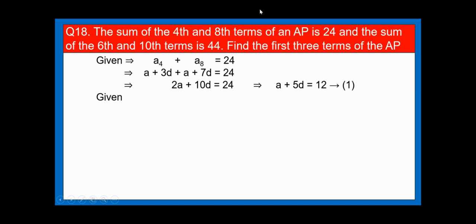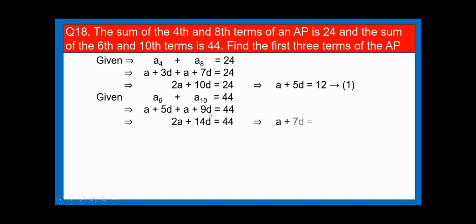Now in order to get the second equation, the given condition is 6th term plus 10th term is 44. 6th term a6 plus 10th term a10 is equal to 44. 6th term means a plus 5d and 10th term means a plus 9d is equal to 44. What is a plus a? 2a. What is 5d plus 9d? 14d is equal to 44. Again, you can divide this total equation by 2.